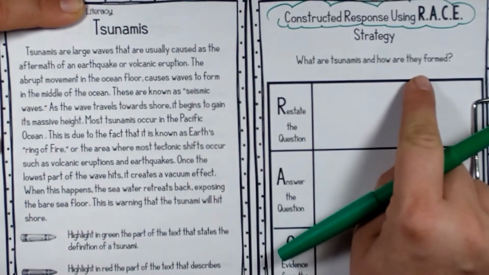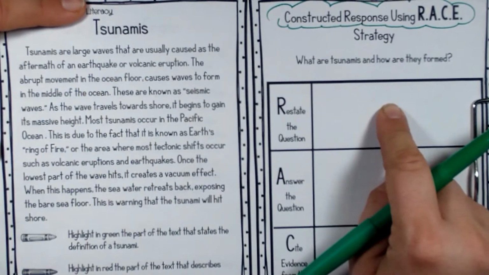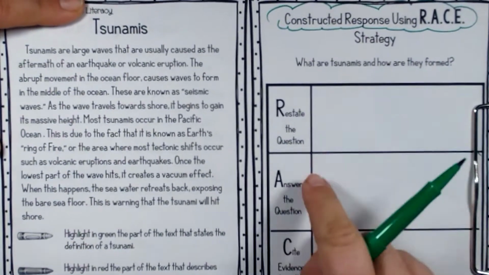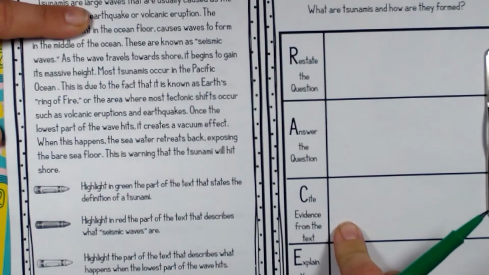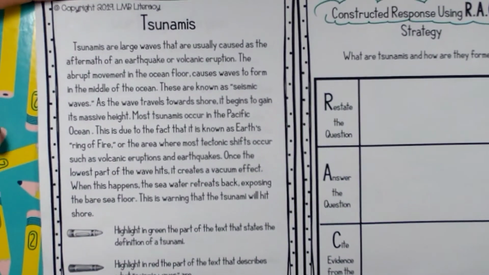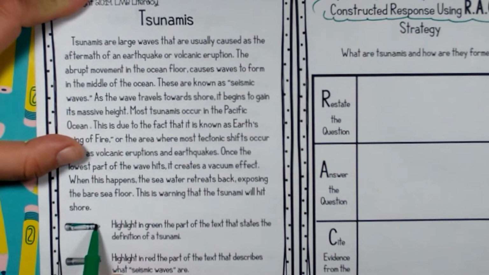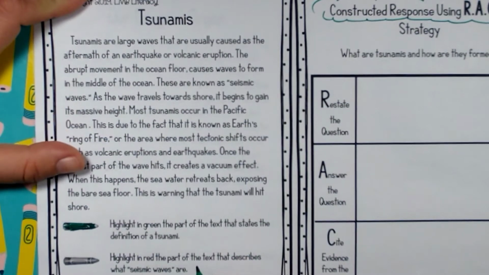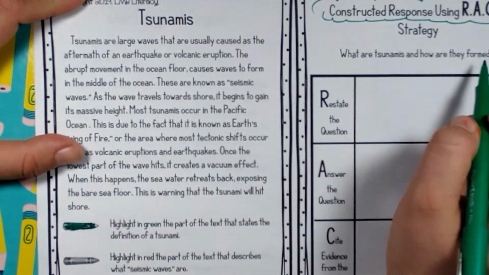What are tsunamis and how are they formed? A tsunami is... They are formed by... That would be answering my question. Then I answer the question, I finish the sentence. Then I'm going to cite evidence from the text that supports my answer and explain why my answer is correct. So the first thing we're going to do is green. We are going to highlight in green the part of the text that states the definition of a tsunami. Okay, so my question is, what are tsunamis and how are they formed?